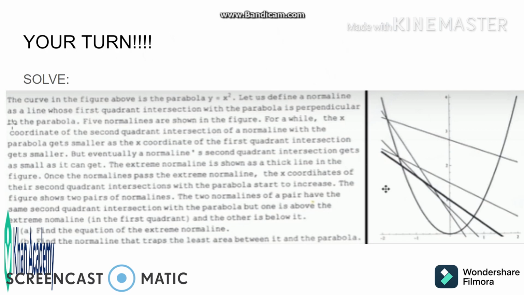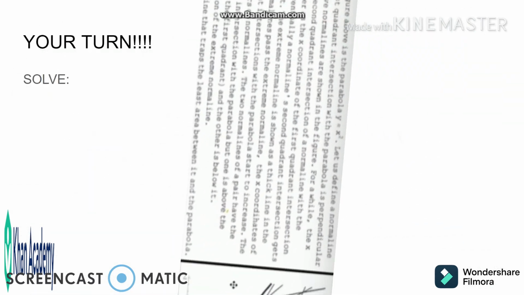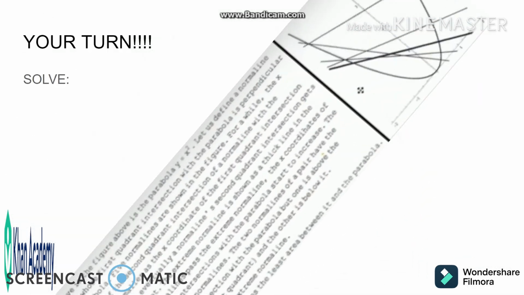Now let's review everything we learned today by solving this problem. The curve in the figure above is the parabola y is equal to.